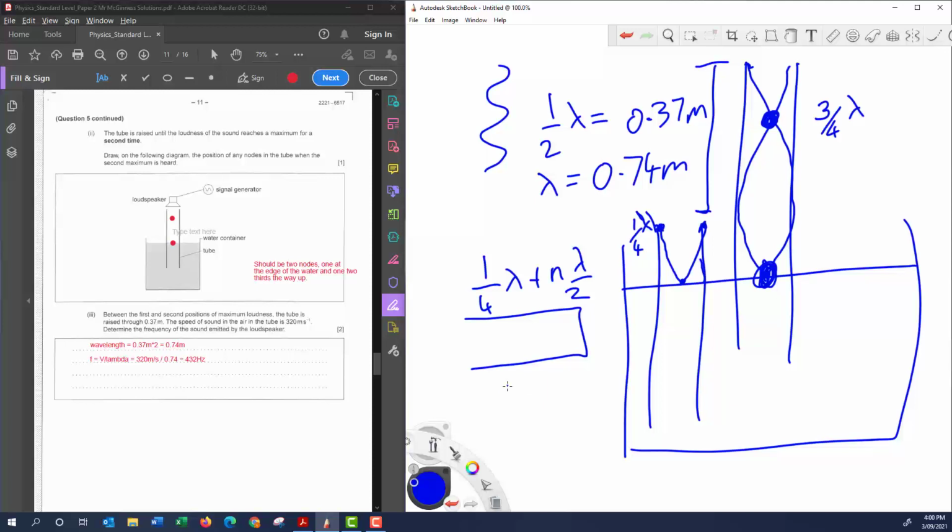Then we can calculate our frequency. Our frequency is equal to V over lambda. We've been told that the speed of sound is 320 meters per second, and we know that the wavelength is 0.74 meters, so when I divide that by that, I get 432 hertz.